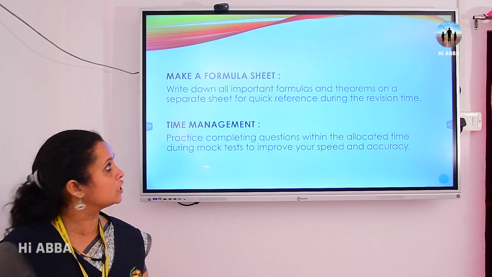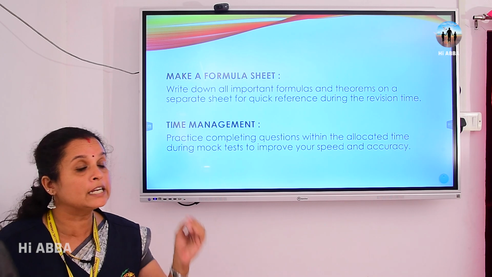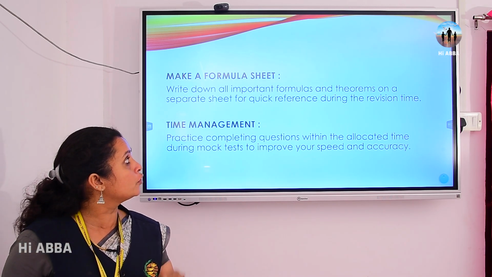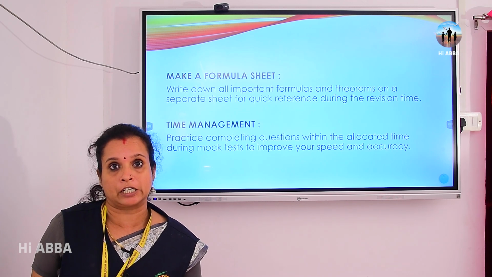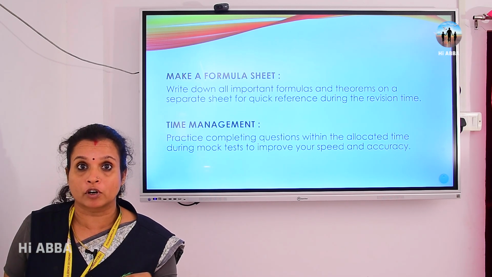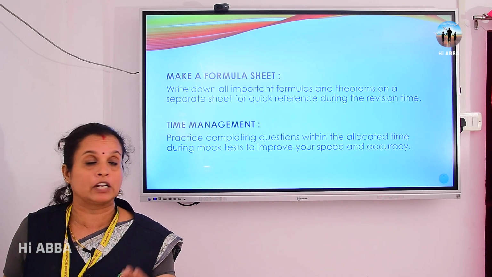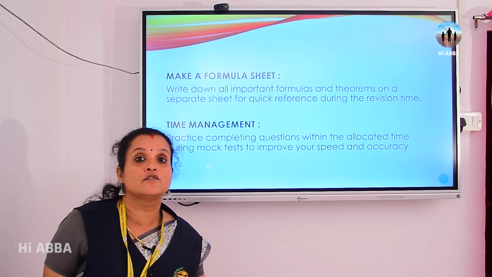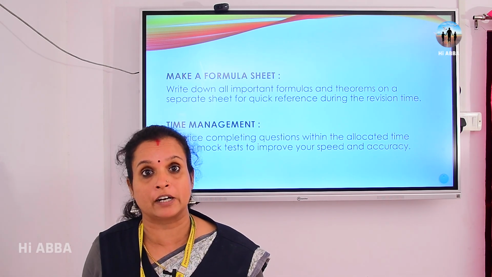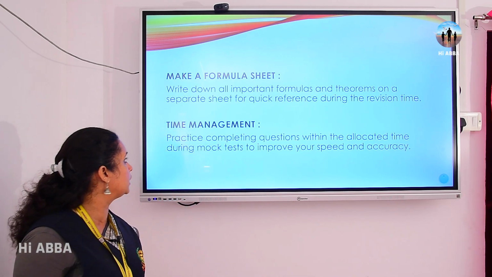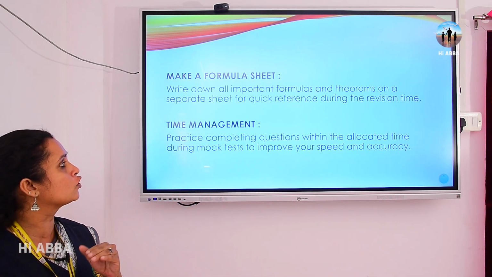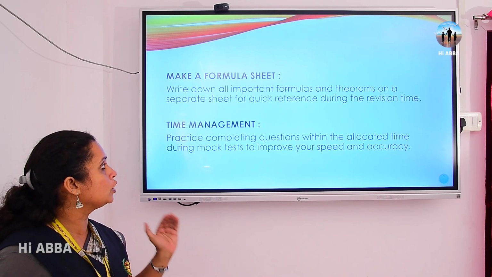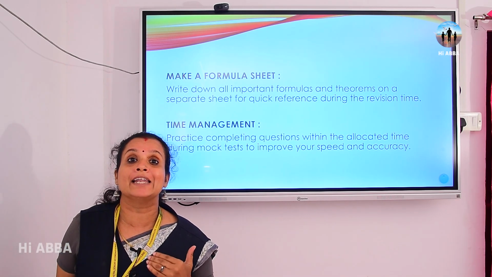Make a formula sheet. Write down all the important formulas and theorems on a separate sheet for quick reference during the revision time. It will help you in revising the chapters. So the next one is time management. That is a very important factor. Practice completing questions within the allocated time during mock tests to improve your speed and accuracy.